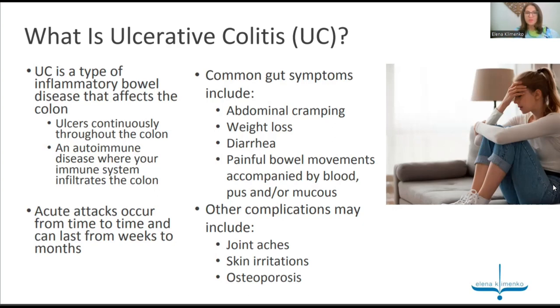And usually it presents as acute attacks, flares from time to time throughout the lifetime of the individual, and it can last from weeks to months to even years, or sometimes it never really gets into a stable state. So the most common symptoms will include abdominal cramping, of course diarrhea, which could be painful, with blood or mucus or even pus.